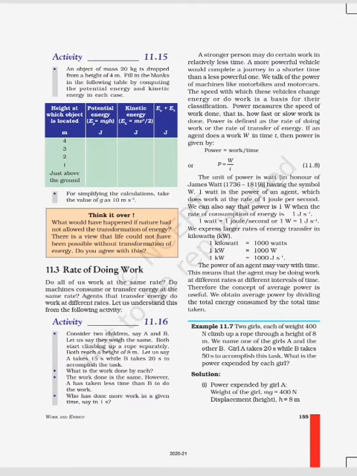So now after this law, one task I am giving to you, one activity is given here in your book. An object of mass 20 kg is dropped from height 4 meter. Fill in the blanks in the following table by computing the potential energy and kinetic energy in each case. So what you will do, see here.